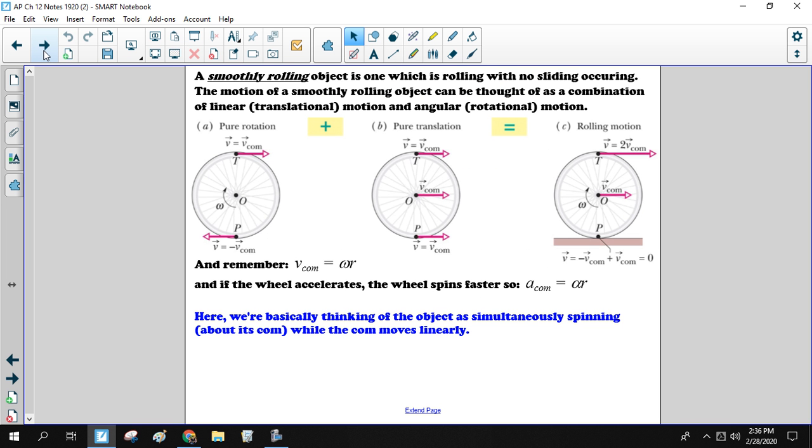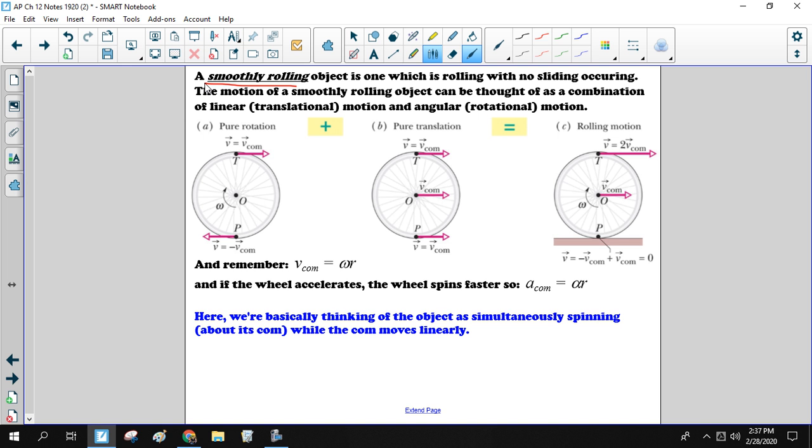First of all, a definition. A smoothly rolling object is one which is rolling with no sliding occurring between the rolling object and the surface that it's on. So the motion of a smoothly rolling object can be thought of as a combination of both translational motion and angular motion.